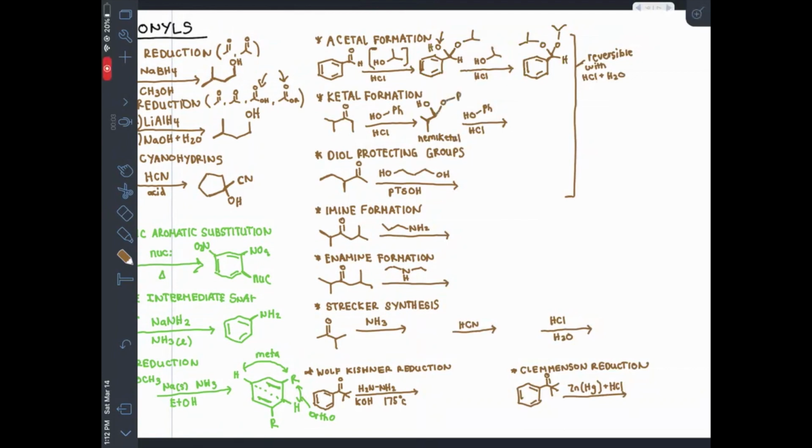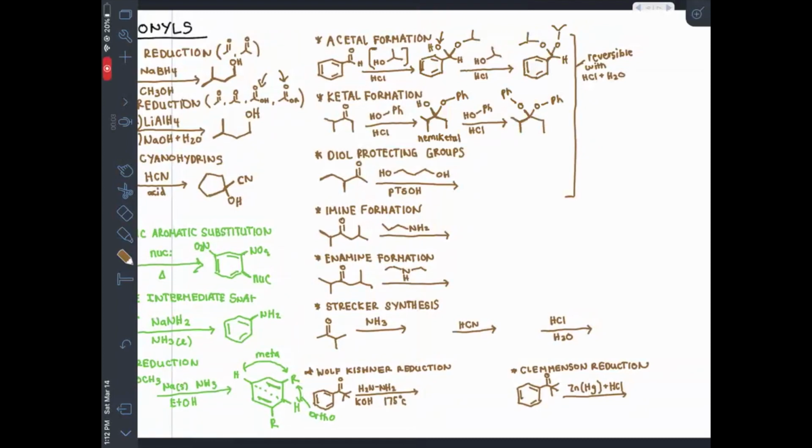And then we're going to add the phenol onto our molecule. Upon adding a second phenol, we're going to replace the alcohol in the molecule with another phenol. Okay, and so this is ketal formation.